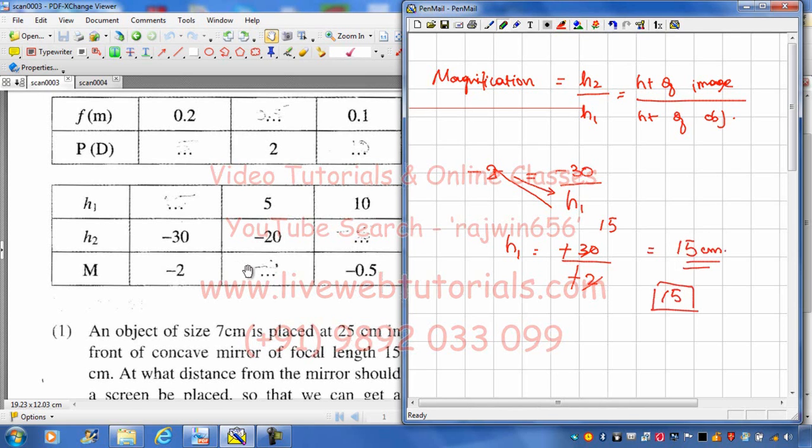Second part, here we are supposed to find the magnification. So magnification direct formula H2 upon H1, that is equal to -20 divided by 5. That's going to give me the answer -4. Remember, magnification will have no units.